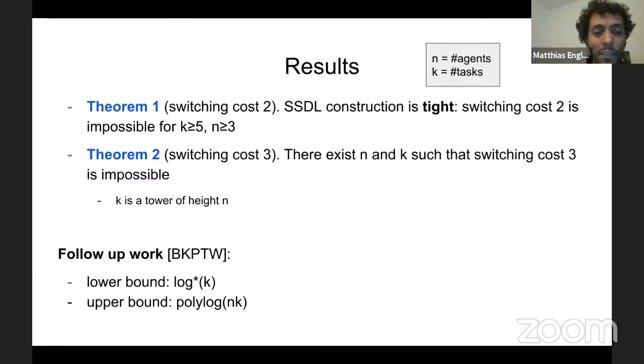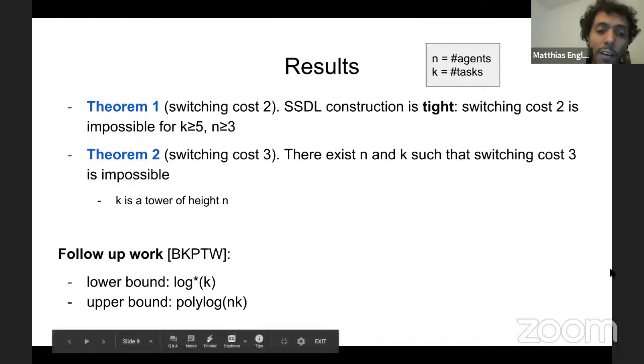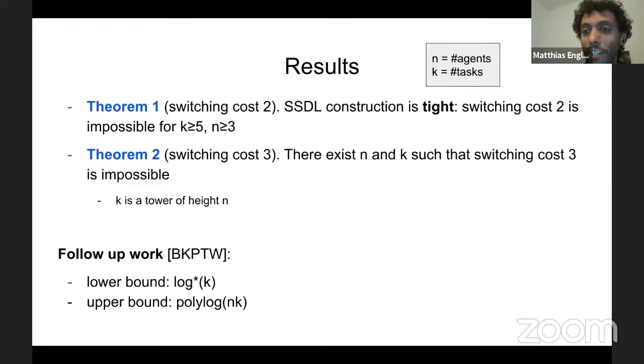Right. And log star of k and polylog nk are still quite far away from each other. Is there any? Yes, there's a huge gap, and people should work on this problem. Okay, great. Let's see. Any other questions?